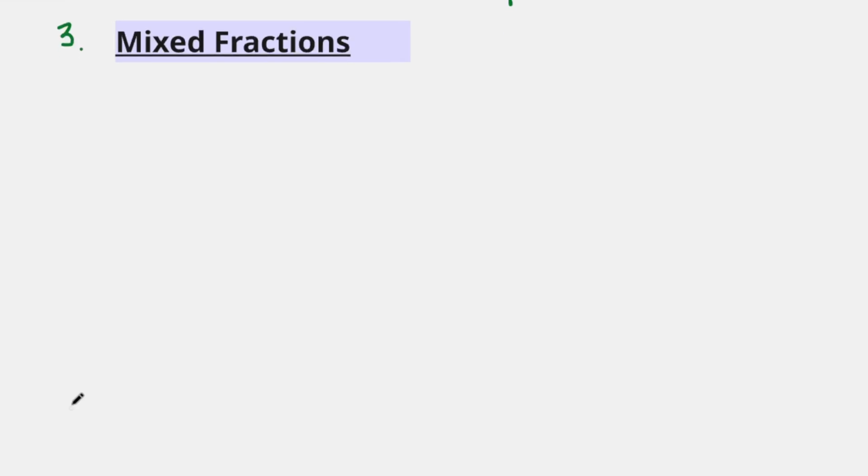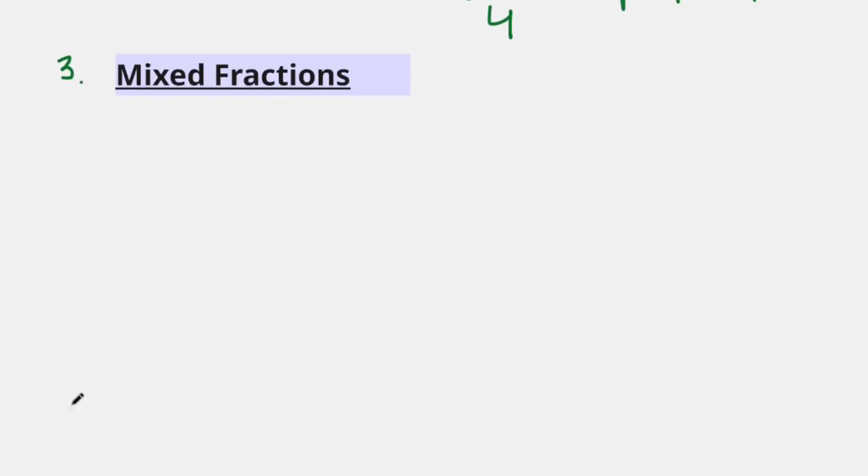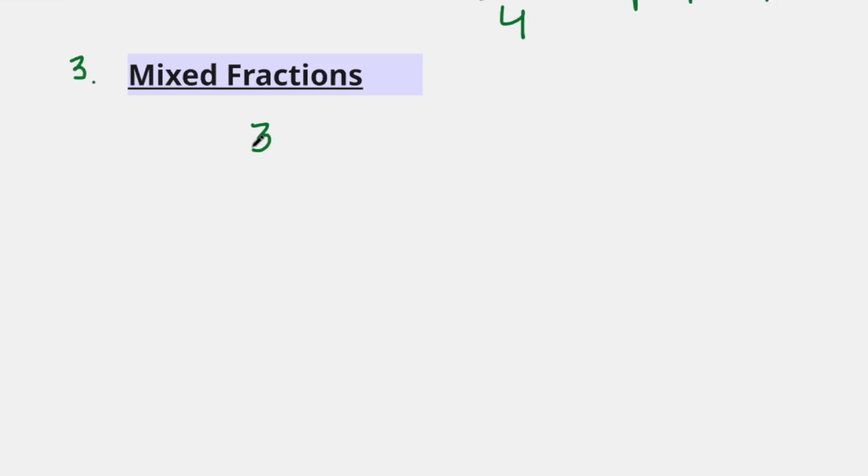So what did I say? Mixed fractions are a combination of a whole number and a fraction. The whole number I can write like 3, and then we have a fraction like this. So this is a whole number, and 1 by 4 is a fraction.